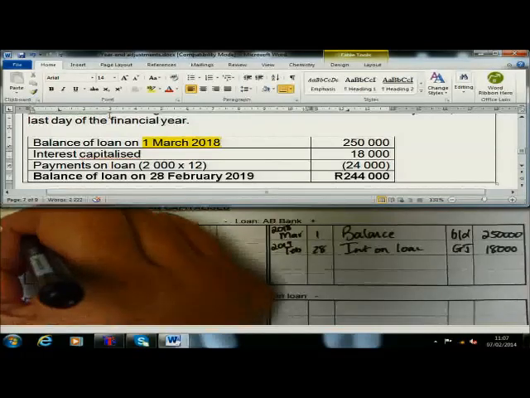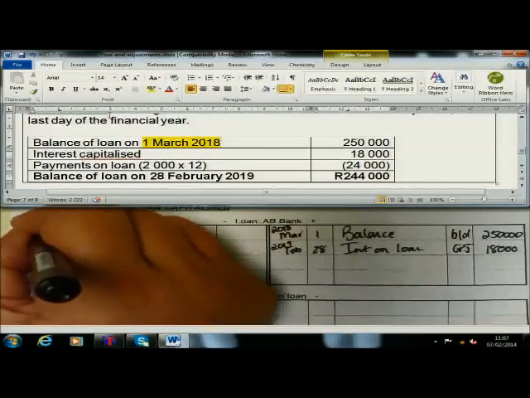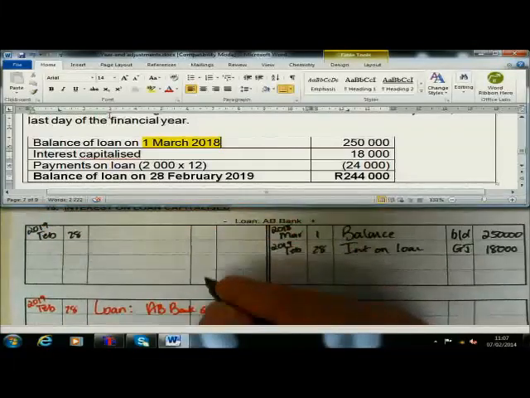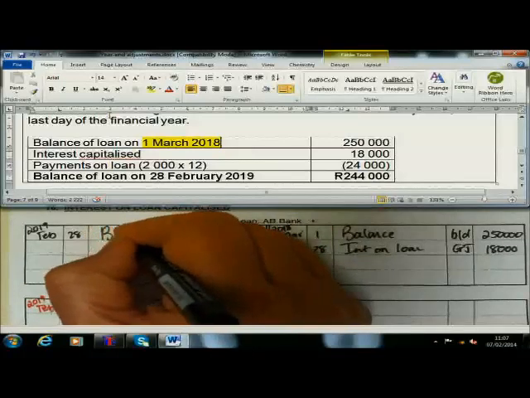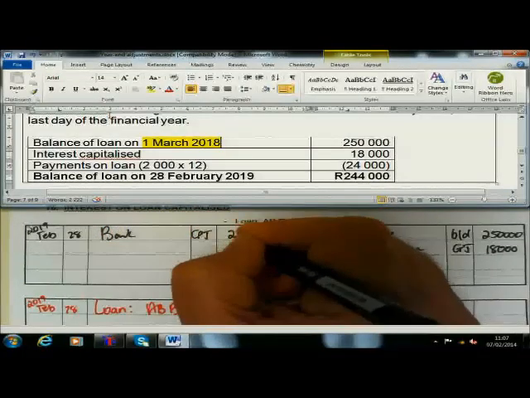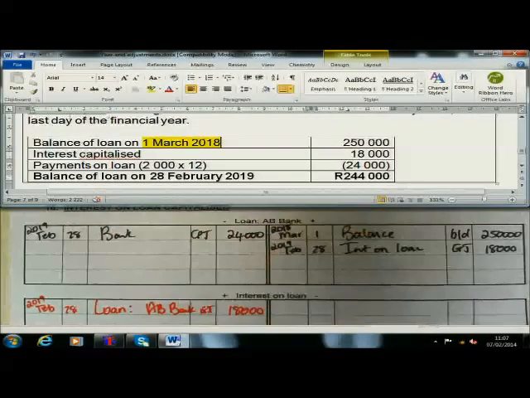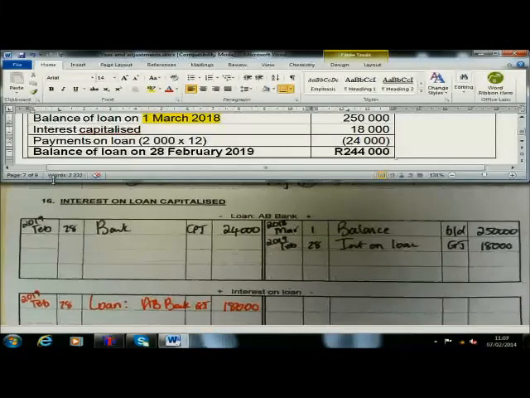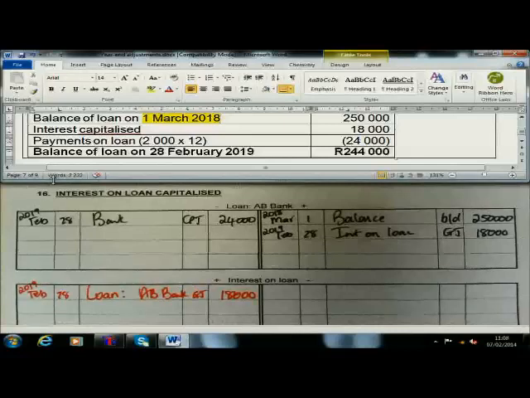There were payments. During the year you pay like 2,000 Rand per month, so there was a bank amount, CPJ, that you paid of 24,000 Rand. So now you can see that you can basically calculate the balance of your loan all by yourself.